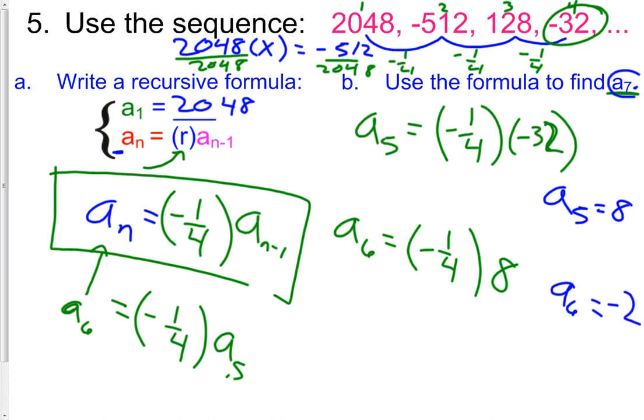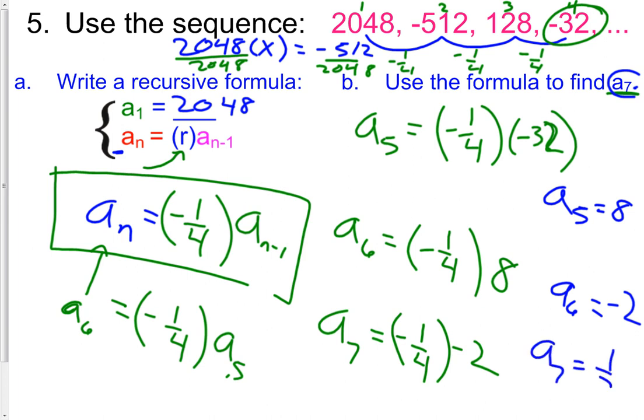So now finally I can get what I want. I want the value of my 7th term. So the value of my 7th term is a negative 1/4 times the value of my 6th term, which is a negative 2. So what's a negative 1/4 times a negative 2? That is a positive 1/2. And there's your answer. The value of our 7th term is 1/2.